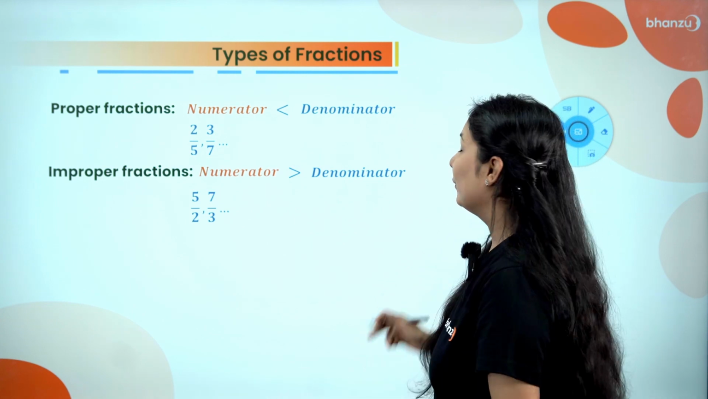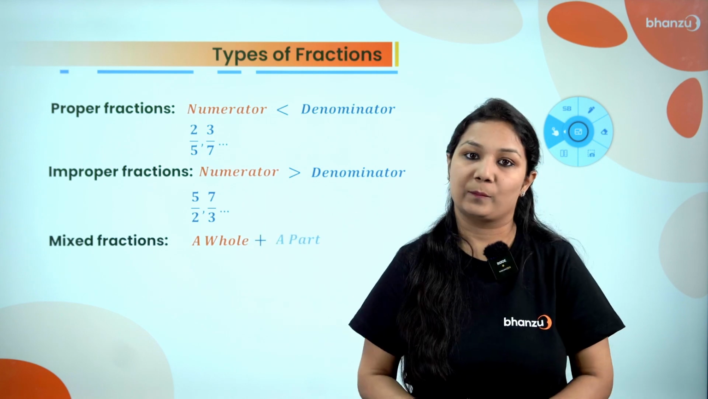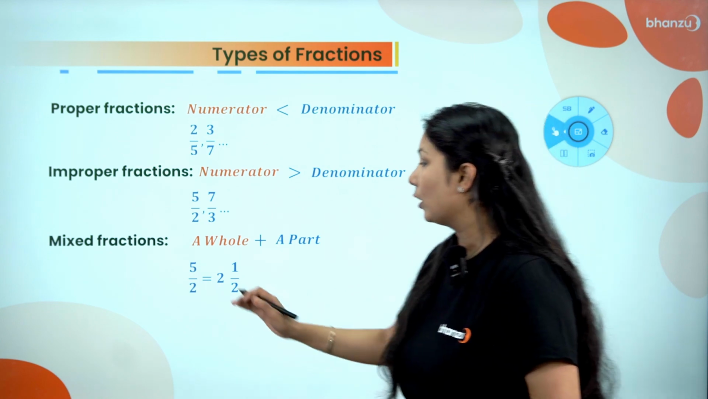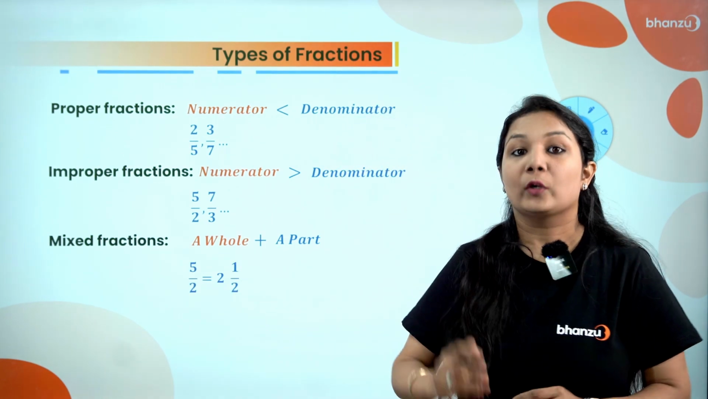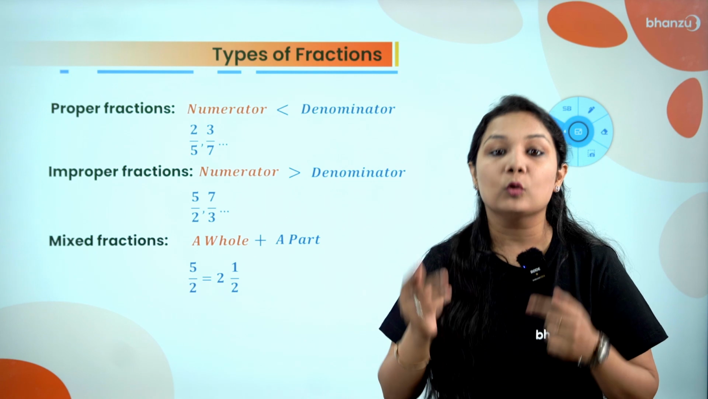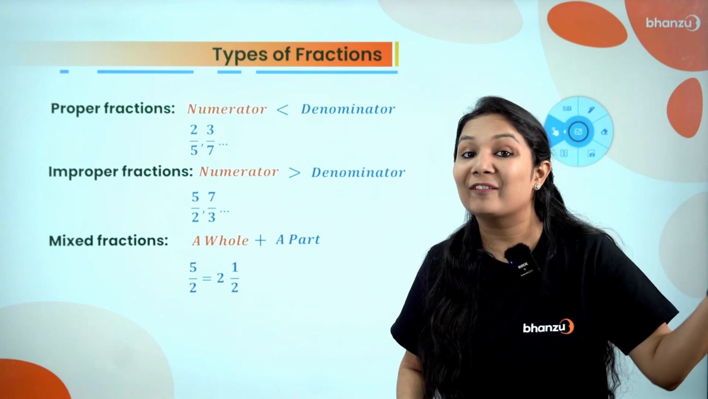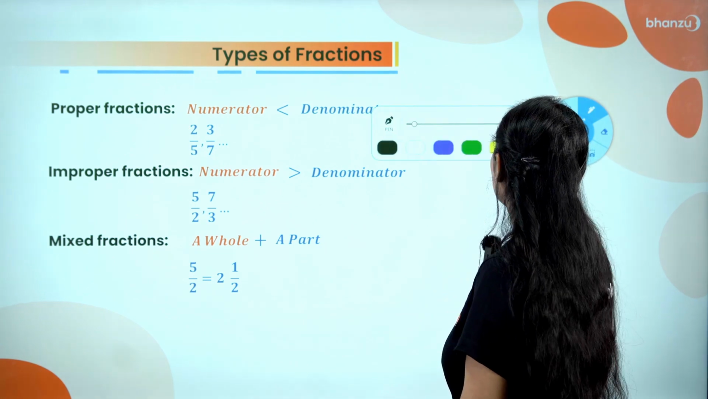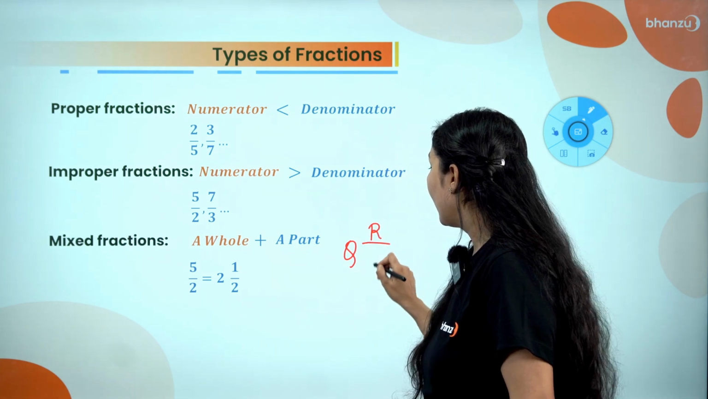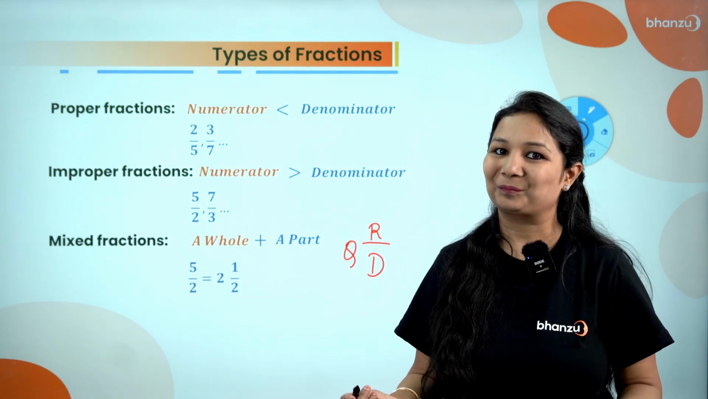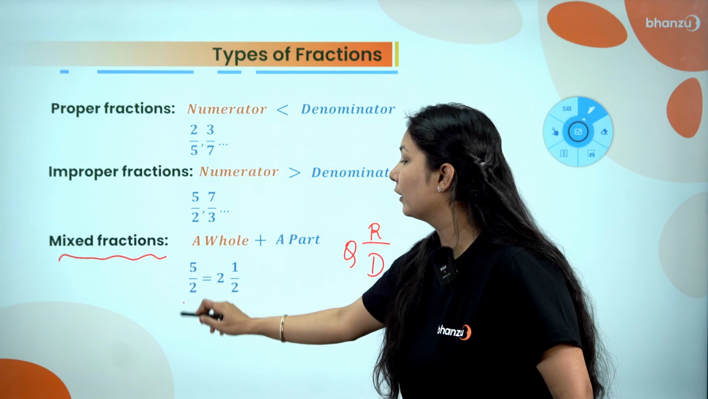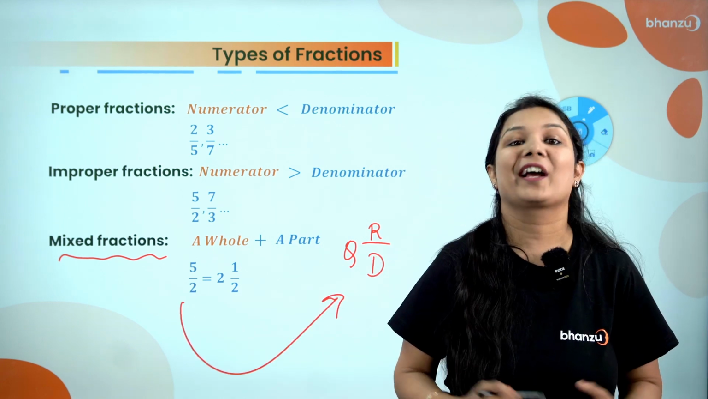And then we have one more type of fraction, the mixed fraction, which is a combination of a whole number and a part. Improper fractions can be converted to mixed fractions, and mixed fractions can also be converted to improper fractions, by dividing. So how do we write a mixed fraction? It's the quotient, then remainder upon divisor. Got it? This is how we represent a mixed fraction when we convert it from an improper fraction.